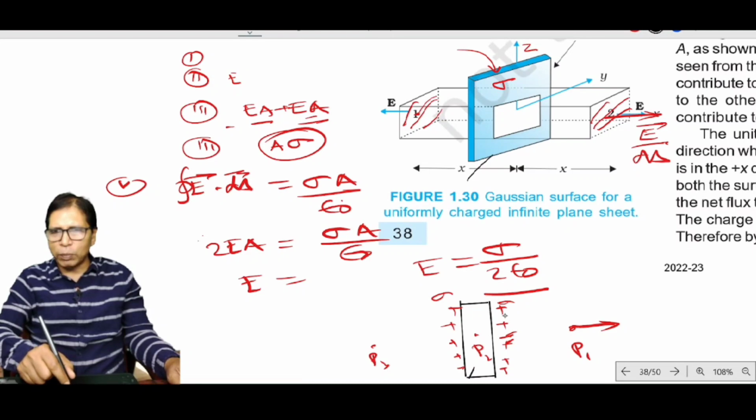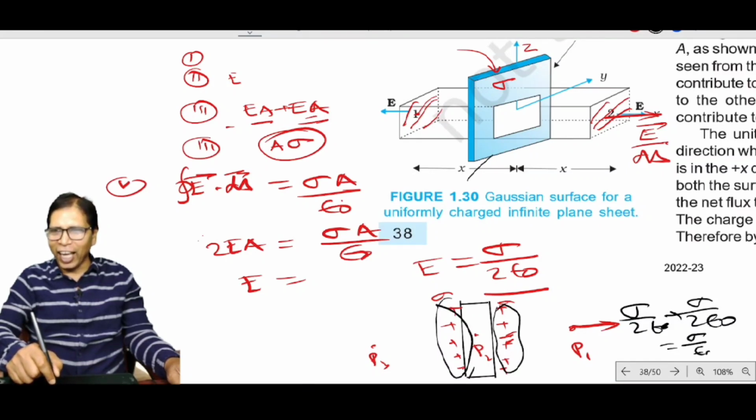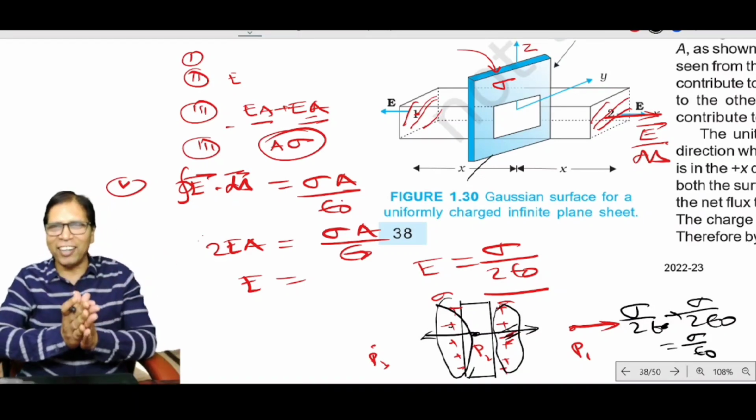Now the intensity at this point due to this charge is sigma by 2 epsilon naught, and the intensity due to this charge is sigma by 2 epsilon naught. Okay, so look at this, the total is sigma by epsilon naught. Now at the point P, due to this charge the field is directed away from it, and due to this charge it is also directed away from it. So look at this, these two fields cancel out.